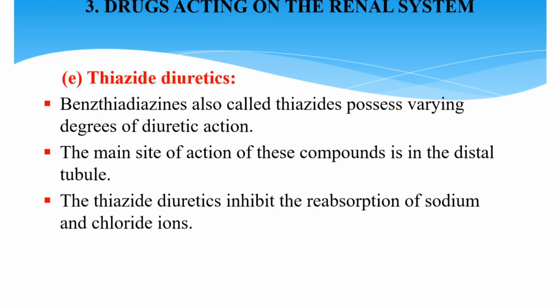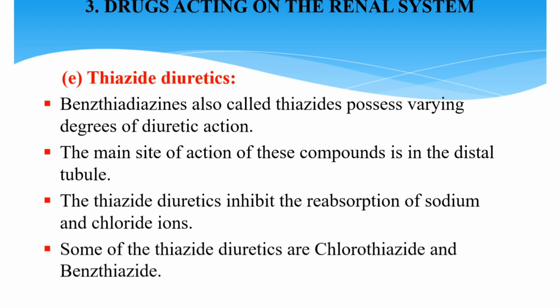The thiazide diuretics inhibit the reabsorption of sodium and chloride ions. As you can see, in all these examples, they somehow prevent reabsorption. Reabsorption is a natural process occurring in the renal system, so these drugs somehow prevent or reduce the reabsorption. So more sodium ions, chloride ions, water, and potassium ions are lost through urine.